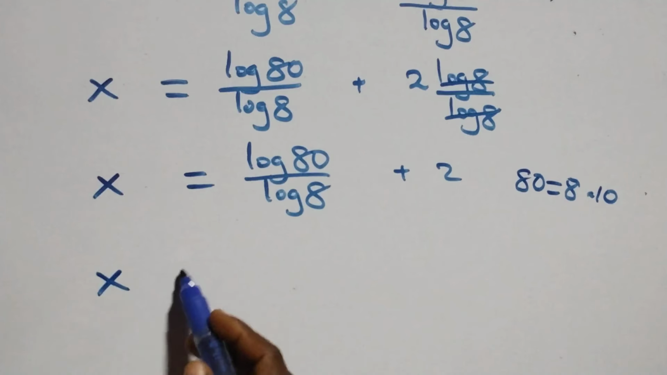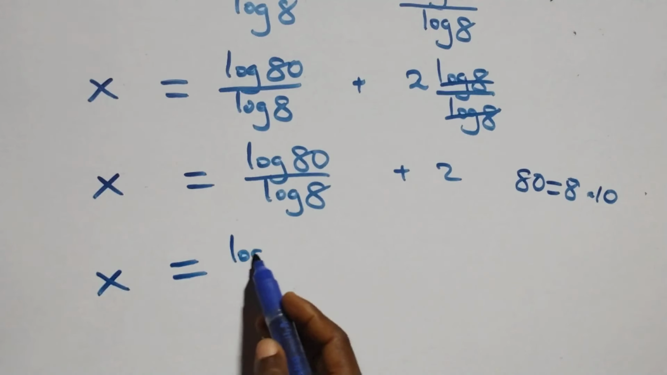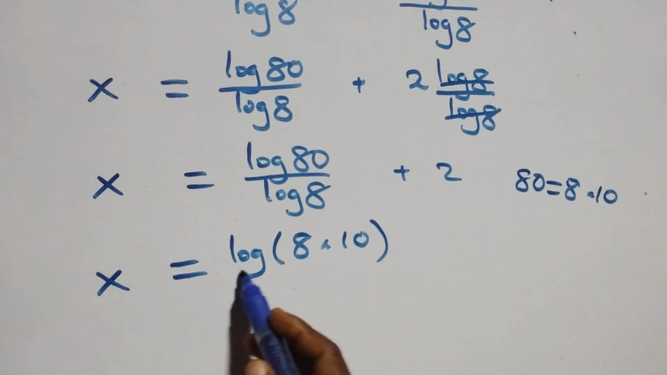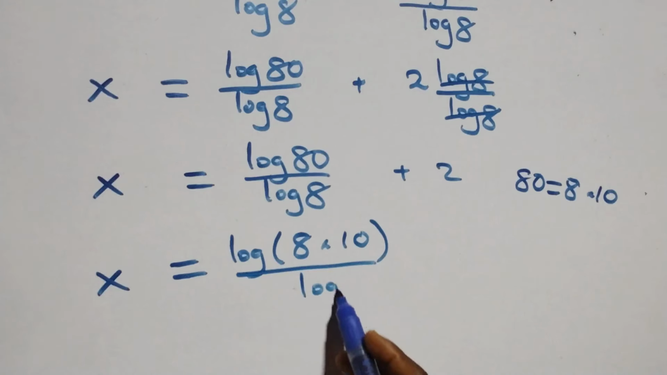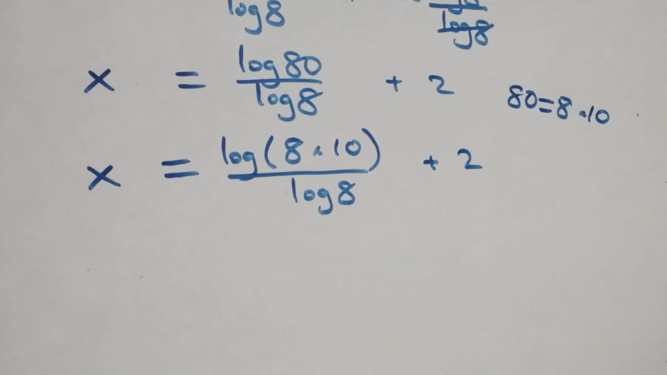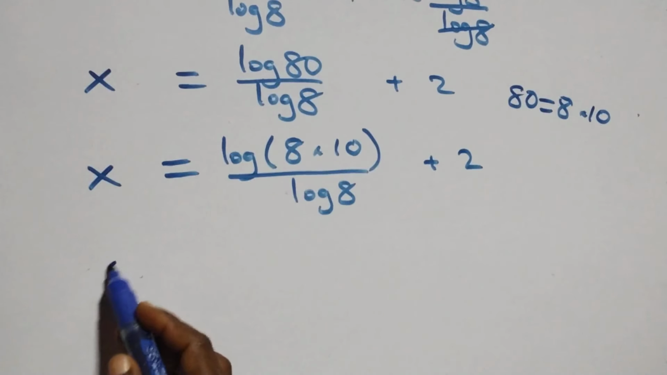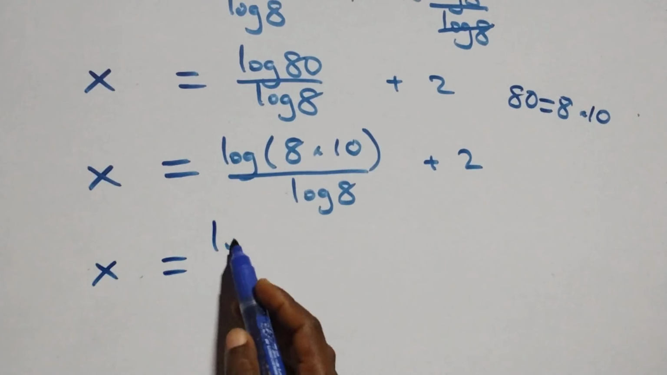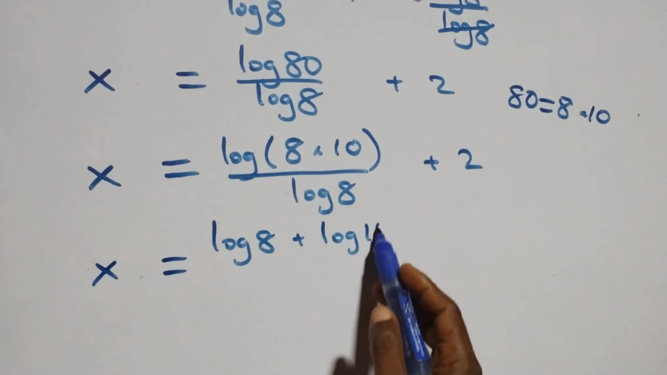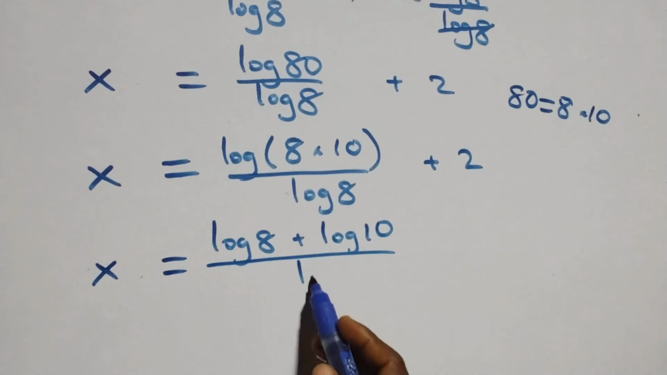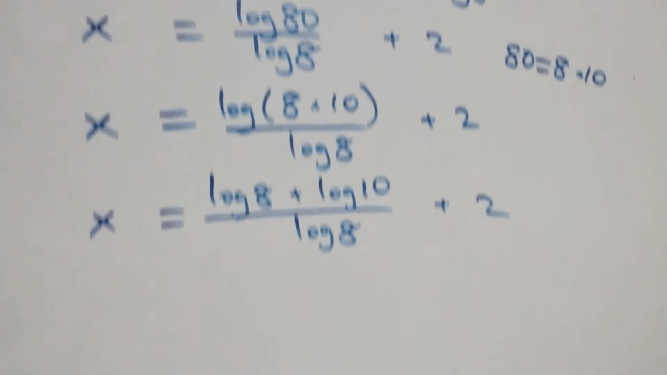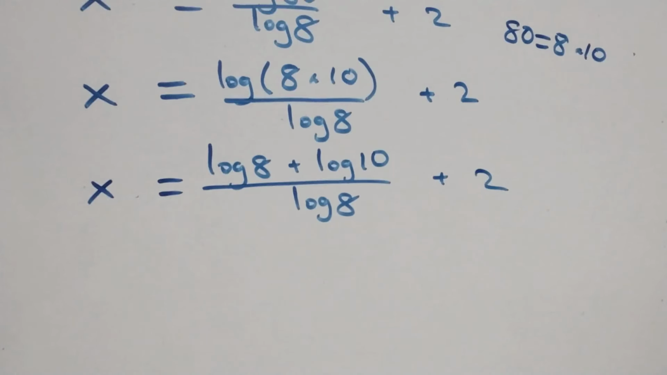Then also here we can write 80 as 8 times 10. And we have x equals log of 8 times 10 over log 8 plus 2. Then this also follows the law of logarithm, and we have x equals log 8 plus log 10 over log 8 plus 2. Then separate this into two fractions.